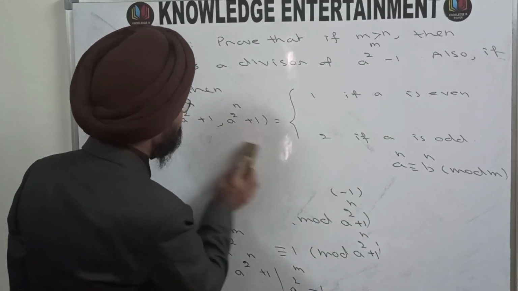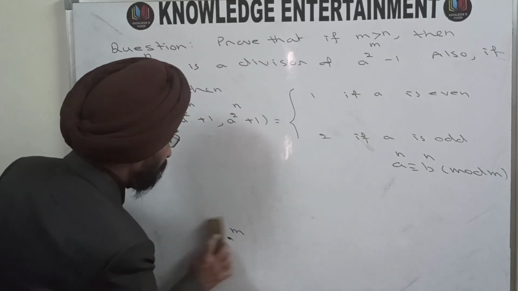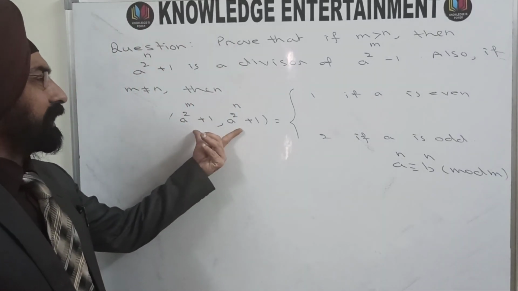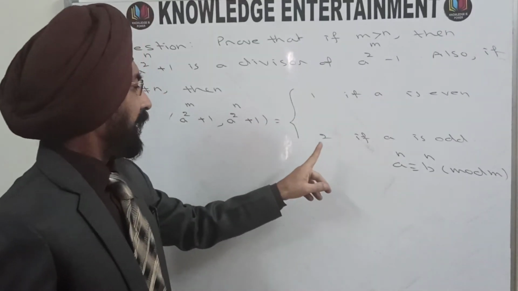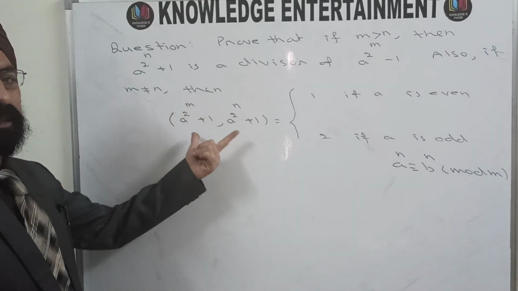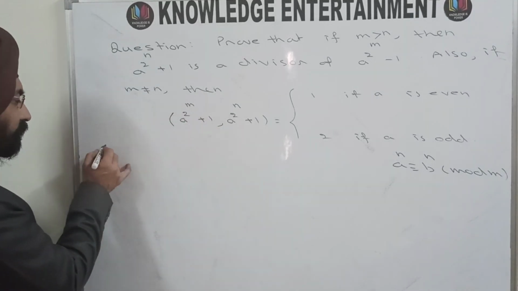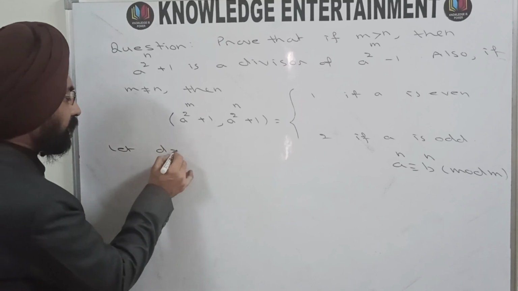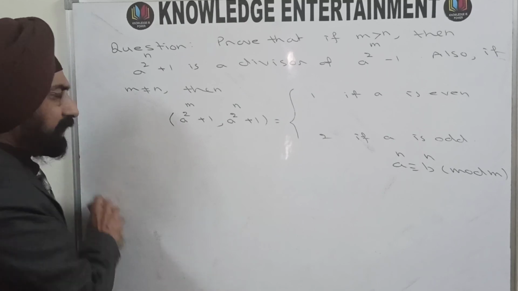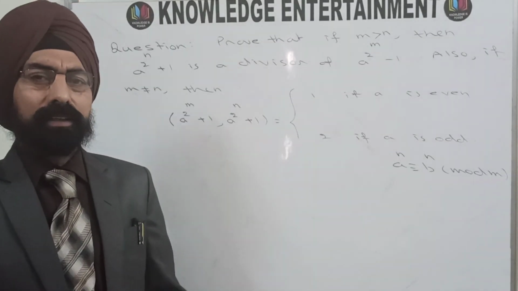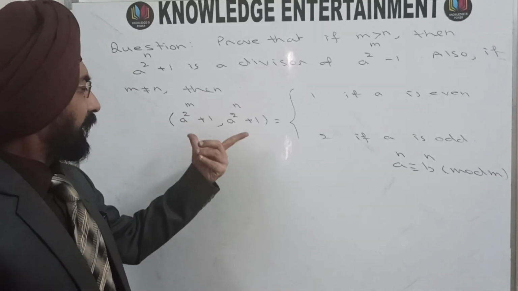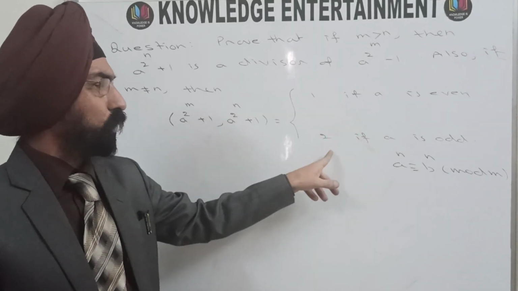In the second part, we are to show that the GCD, the greatest common divisor of these two numbers, is 1 if a is even and 2 if a is odd. I am giving this question as an exercise to you. Try to solve it yourself, try to show that the GCD of these two is 1 if a is even and 2 if a is odd.